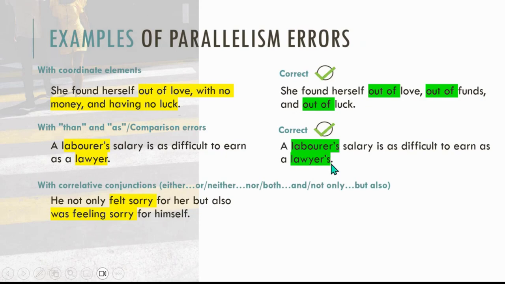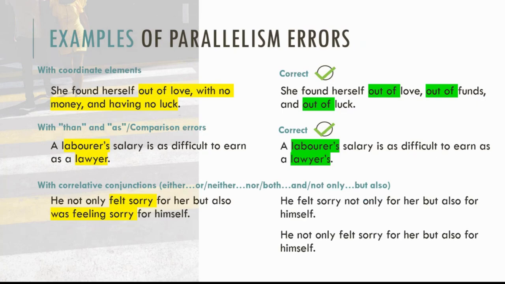With correlative conjunctions, that's like if you say not only, but also, either, or. He not only felt sorry for her, but also was feeling sorry for himself. Let's bring that into parallel. He felt sorry not only for her, but also for himself. For her, for himself. Or he not only felt sorry for her, but also for himself. For her, for himself. It becomes parallel.